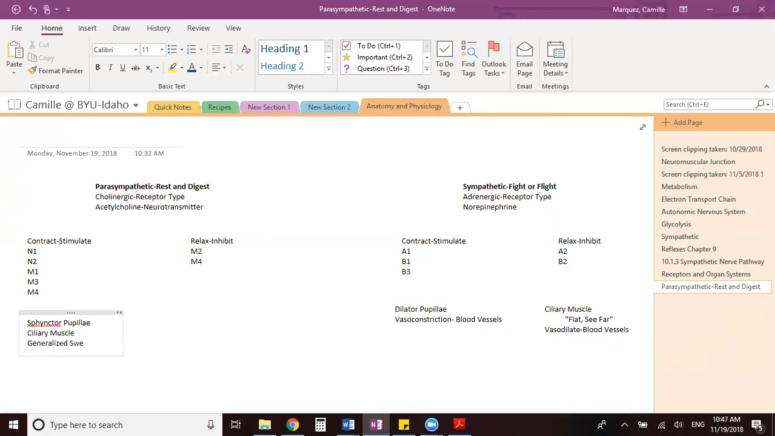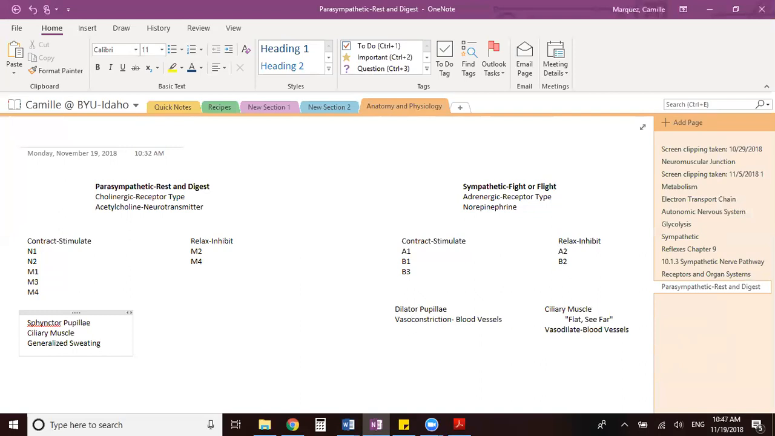Generalized sweating. And this is actually a sympathetic response. If you think about it, we don't really sweat when we're just resting and digesting. Sweating is more of a fight or flight response. We're trying to keep our homeostasis in balance. But we use acetylcholine in this, so we have to use the acetylcholine receptor. So we're going to stimulate our sweat glands and sweating in general with muscarinic receptors.